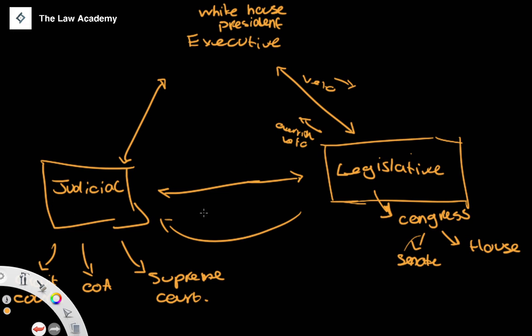You've got the judicial check on the legislature of judicial review, something we'll talk about in English law. And of course, you've got the president being able to appoint Supreme Court and High Court justices and judges. So, of course, this is a very rudimentary example. There are a lot more checks and balances that are found in the US Constitution, but it's very good to get your head around the concept of separation of powers.